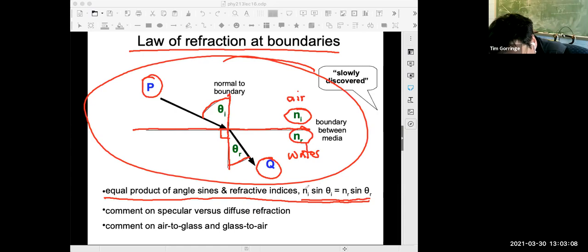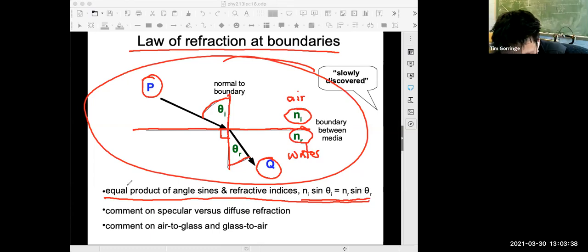Look, it's the same product on the left-hand side and right-hand side of the equal sign. In both cases, it's the product of a refractive index and the sine of an angle. On the left-hand side is the refractive index for the incident medium and the sine of the angle of the incoming ray. And on the right-hand side is the refractive index of the refracting medium and the product with the sine of the angle of the light ray in the refracted medium.